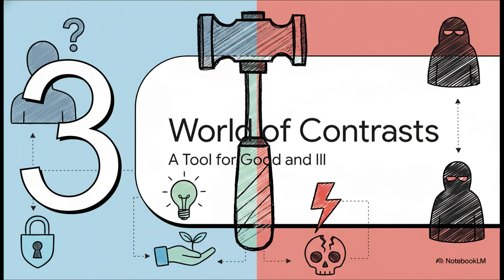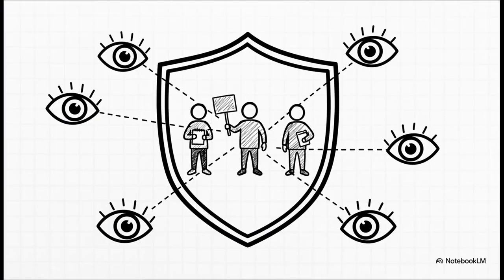This creates a world of really stark contrasts. So on the one hand, the dark web can actually be a sanctuary. For a journalist in a country that has no free press, or for an activist trying to organize against an oppressive regime, this anonymity is literally a lifeline. It's a way they can communicate and share information without being afraid of being watched or just completely silenced.